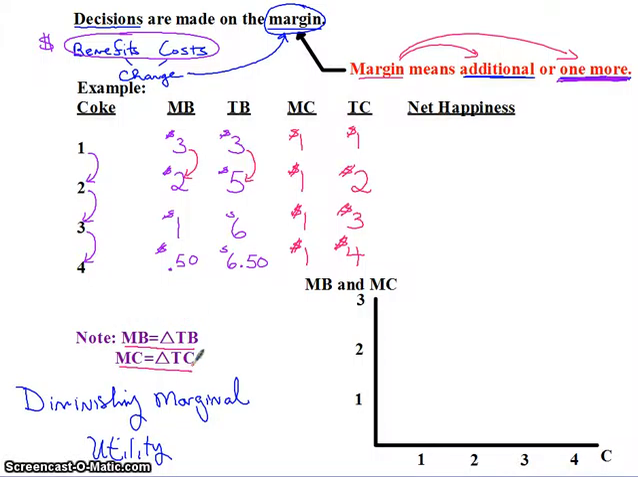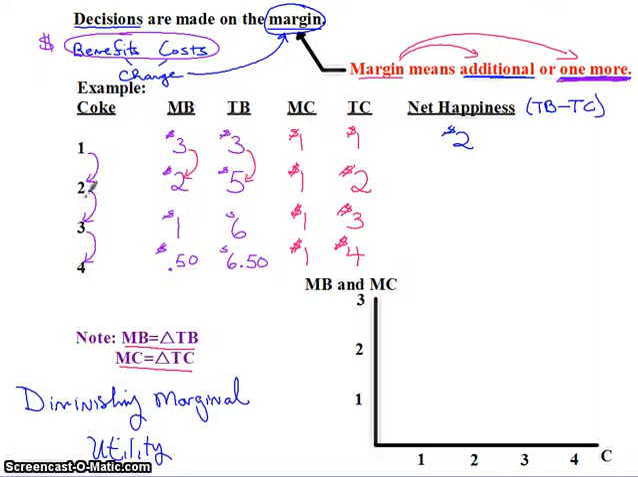All right, so how's this person now going to decide how many Cokes to purchase? Well, they're going to make that decision on the margin. So let's calculate, first of all, net happiness and see how making decisions on the margin will lead to utility maximization. I'll come back to that concept in a second. Net happiness is calculated by taking the total benefits minus the total costs. So if he buys one Coke, the net happiness will be 3 minus 1. His net happiness will be $2.